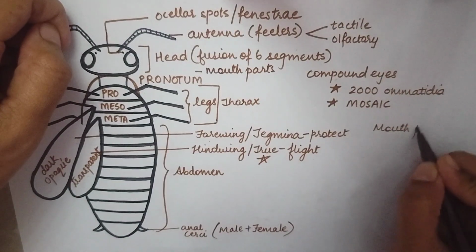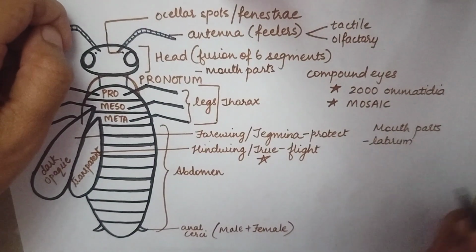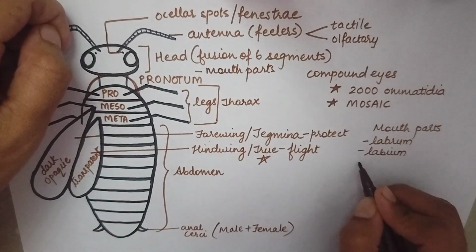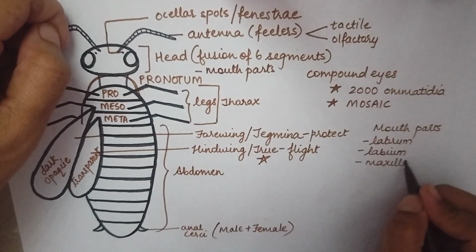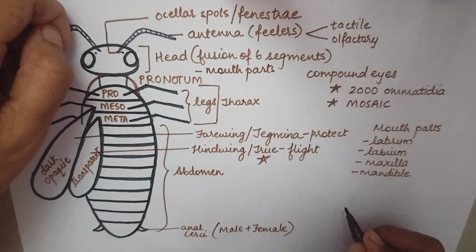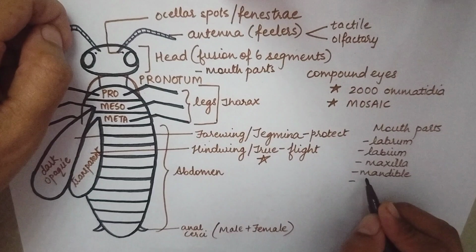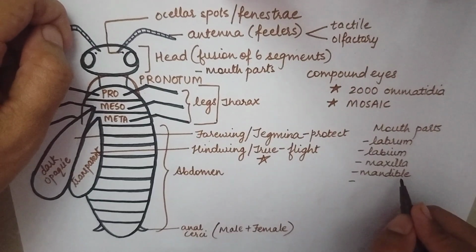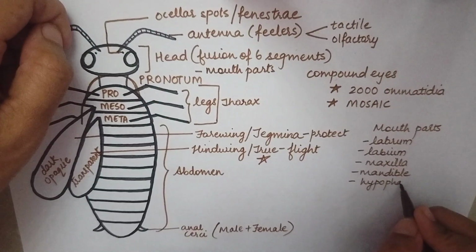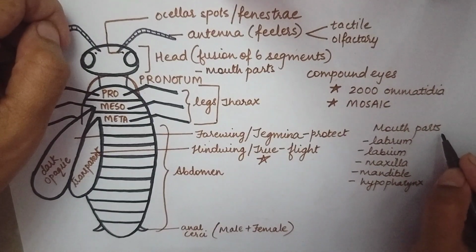These mouth parts have first the labrum, which is the upper lip. Second is the labium, which is the lower lip. It has a maxilla. It has the mandible, the true jaw, which helps in cutting and crushing of the food, and these others are accessory parts. And it has a tongue, which is the hypopharynx. All these things make the mouth part of the cockroach.